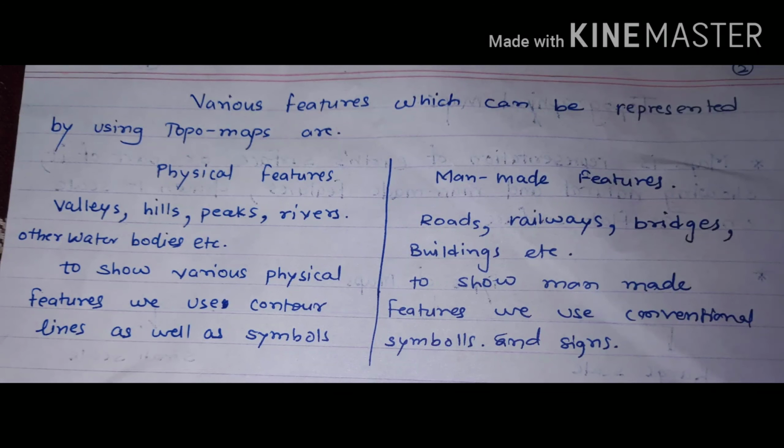Topographical maps are detailed maps of a very small region. Therefore, they show us physical as well as man-made features. They show physical features such as valleys, hills, peaks, rivers, and water bodies, as well as man-made features such as roads, railways, bridges, buildings, railway stations. To depict physical features, we generally use contour lines. And to depict man-made features, we have conventional signs and symbols. We will see both of these in this lecture.